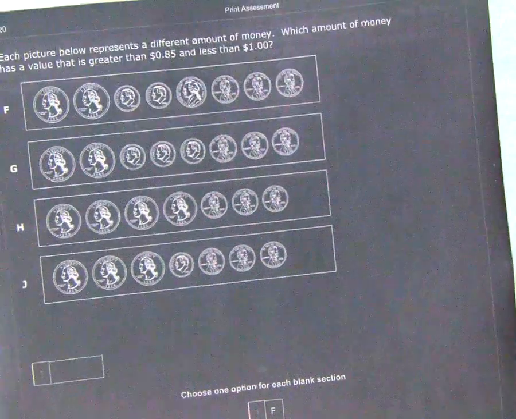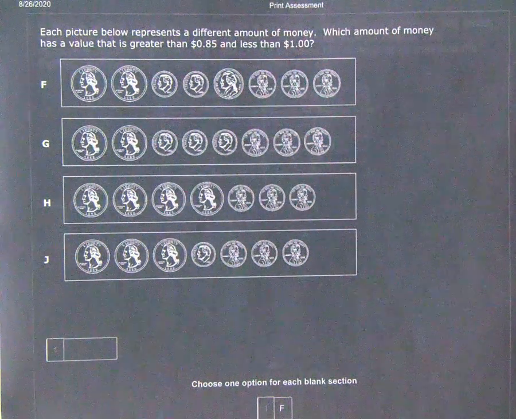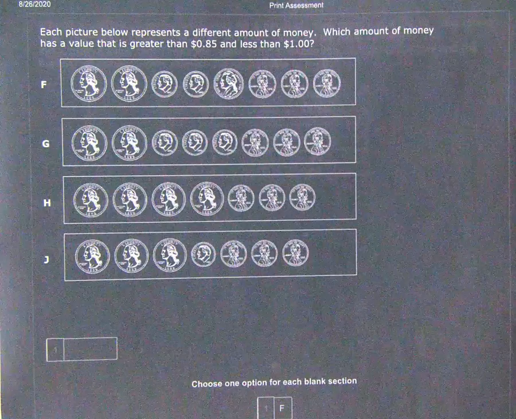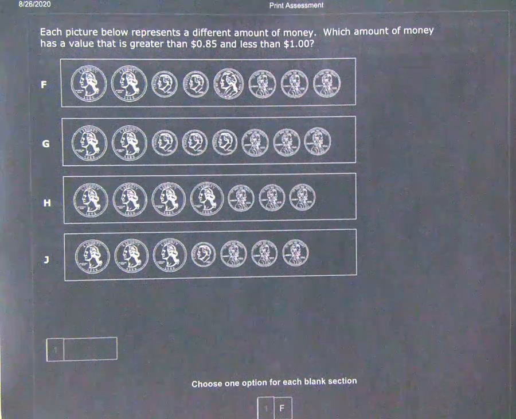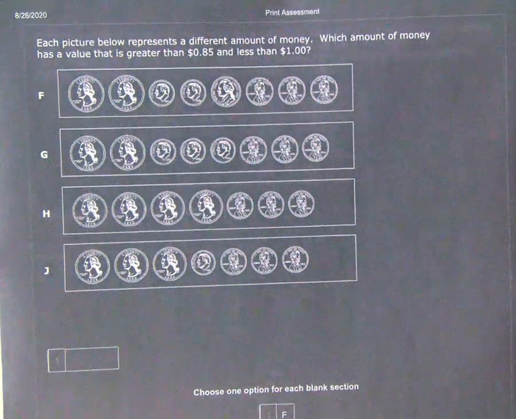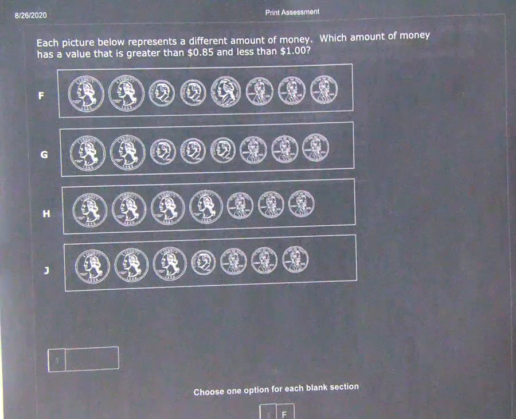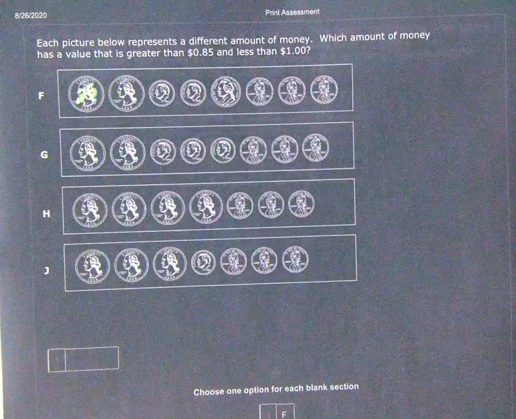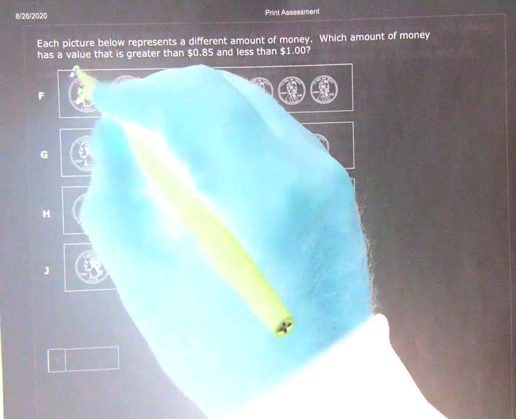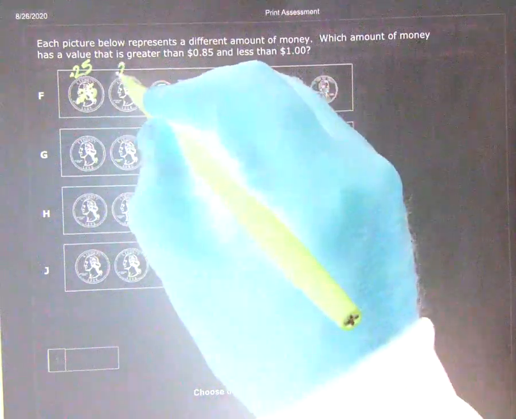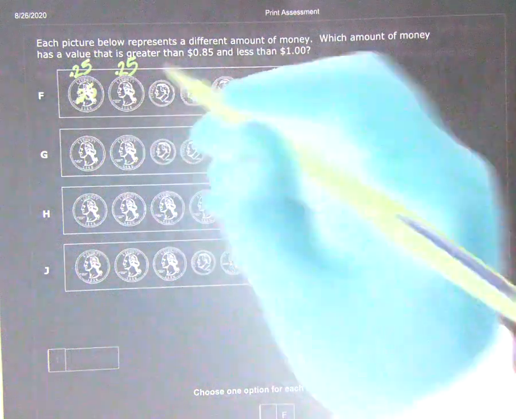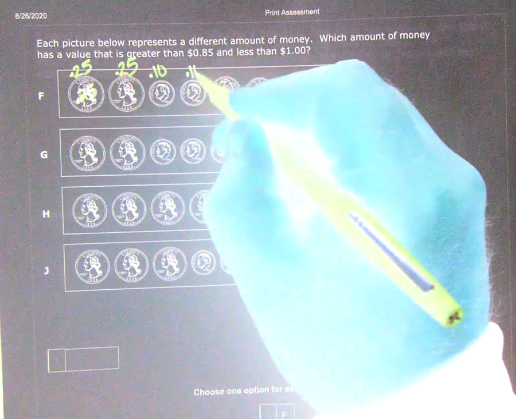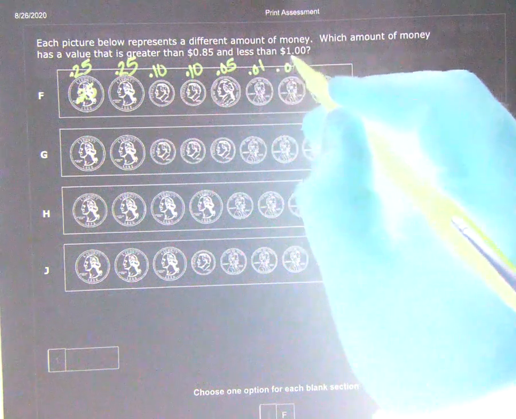Here's number 8. Each picture below represents a different amount of money. Which amount of money has a value that is greater than 85 cents and less than $1? Okay, so I would go through and label my money, right? This is a quarter. It was hard to see. Let's put it on top. This is 25 cents. 25 cents. These are dimes. This is a nickel. And I have 3 pennies.